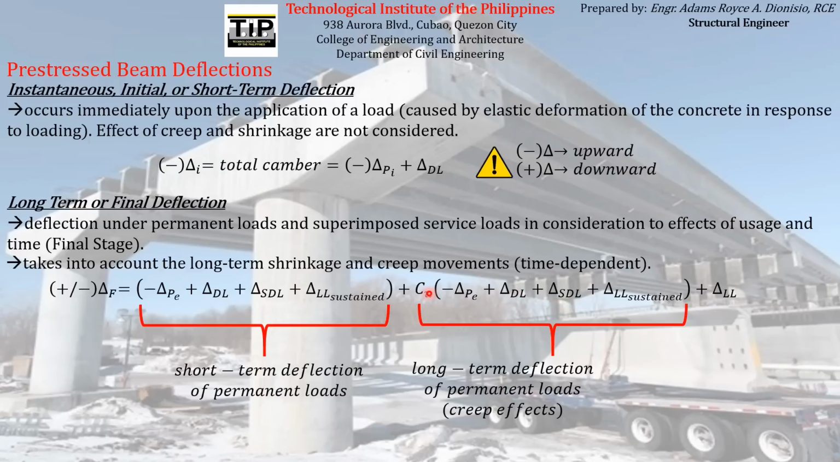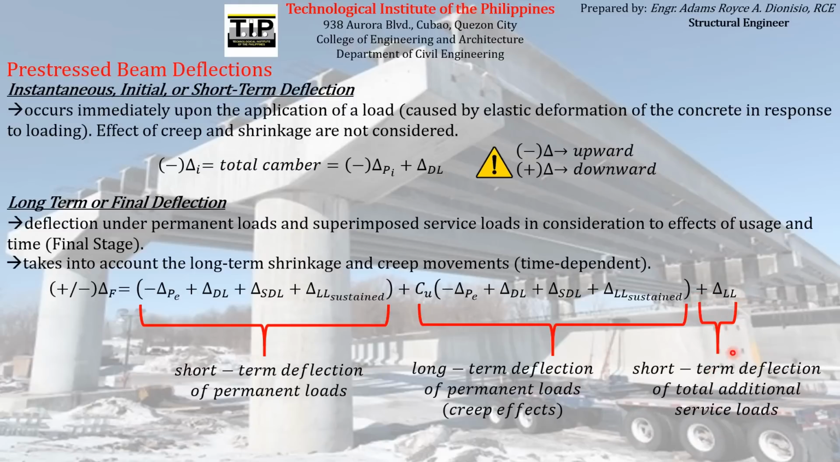So usually Cu is a fraction less than 1, meaning the long-term effects of shrinkage and creep with respect to deflection is just a portion of the short-term deflection that is being experienced by the concrete element. And in addition to that, if there will be an additional live load that will be applied to the concrete element, therefore, the total final deflection or long-term deflection will be considering also the effect of that additional live load.